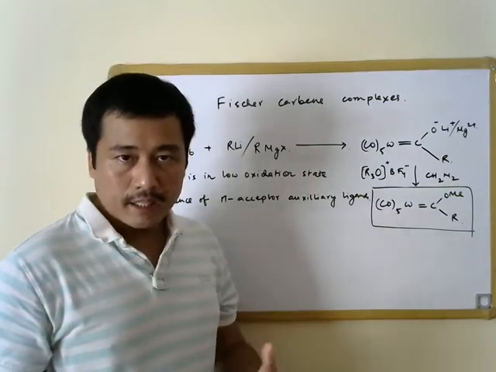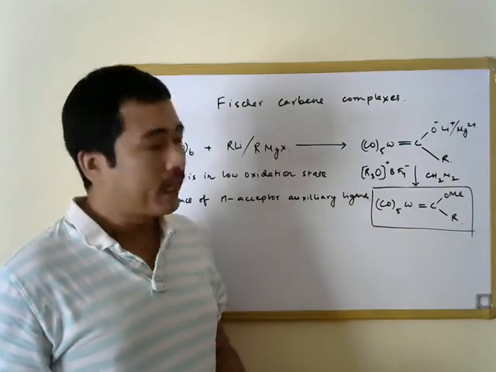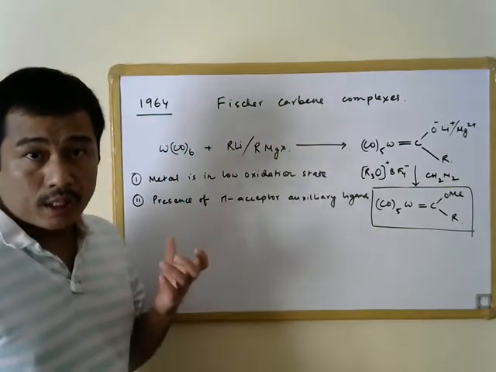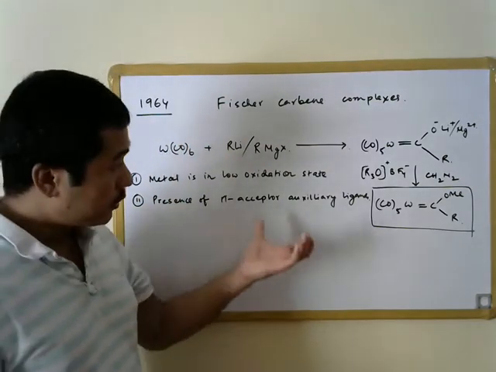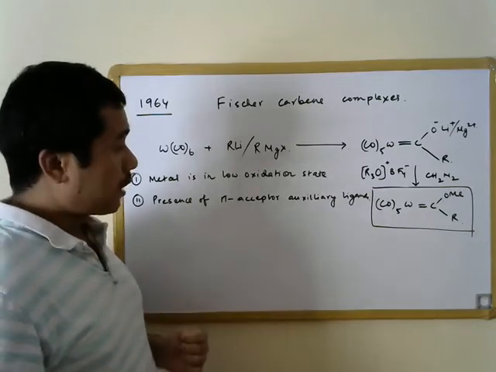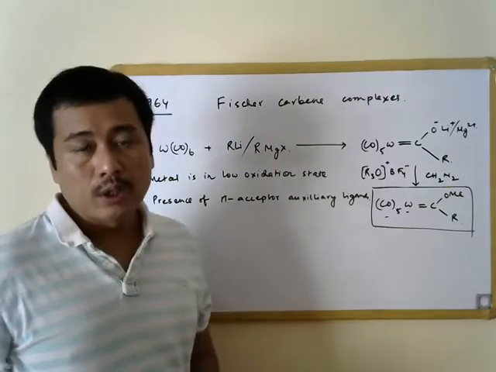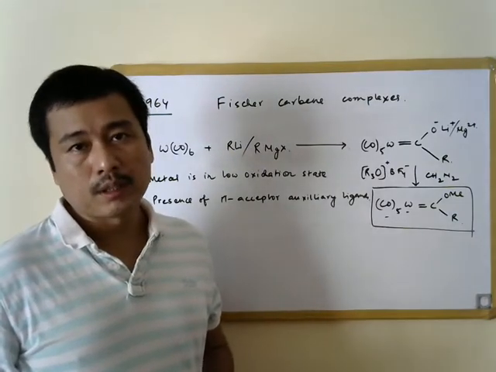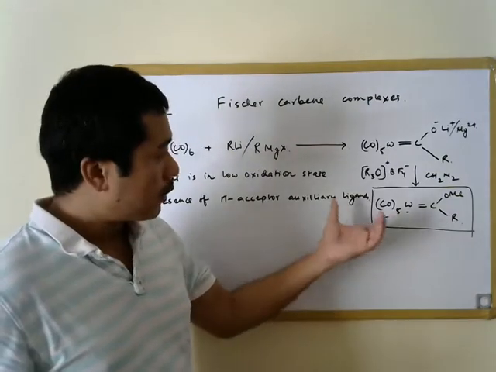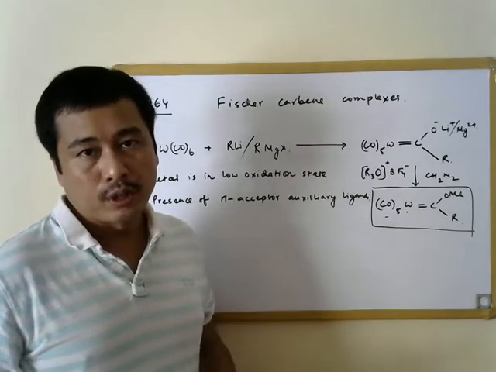And these carbonyl ligands we know are pi acceptor ligands, and this is also another important criterion for formation of stable Fischer carbene complexes, that the metal must be attached to other ligands which are of pi acceptor character, otherwise the complex itself will not be stable.